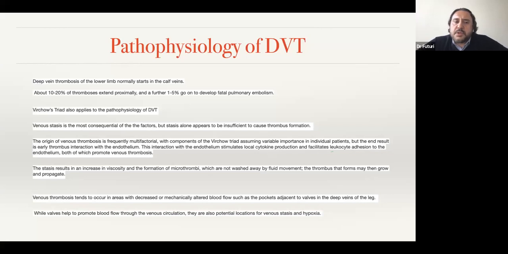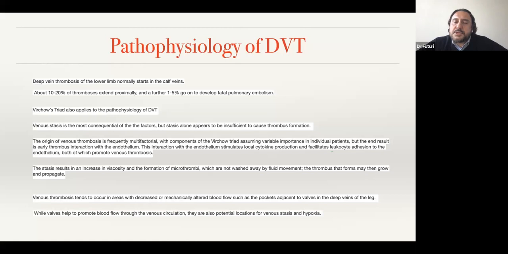And venous stasis is really one of the most consequential of the factors, but it's not really the only factor that seems to be at play. We know that most venous thrombosis is multifactorial, and this is important to note. As in the endothelium, when we see thrombosis, this can stimulate cytokine production and inflammation, which in turn increases the risk of venous thrombosis. The stasis that results increases viscosity and formation of further microthrombi. And this, again, doesn't allow washing away by fluid movement. And so it helps to propagate the thrombosis.